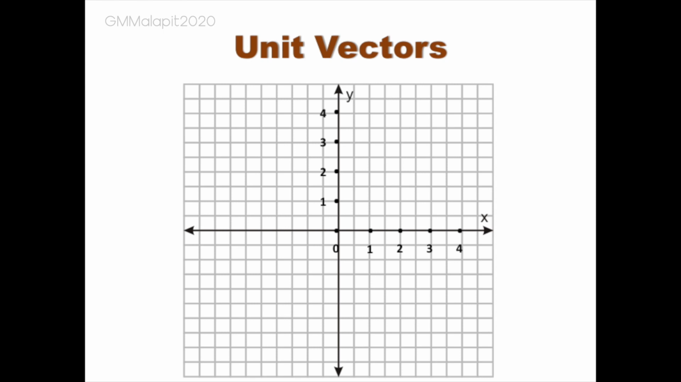Unit vectors have a magnitude of 1 and are in a well-defined direction. For instance, i hat in the positive x direction and j hat in the positive y direction. These unit vectors are the same no matter what point in space they're at.